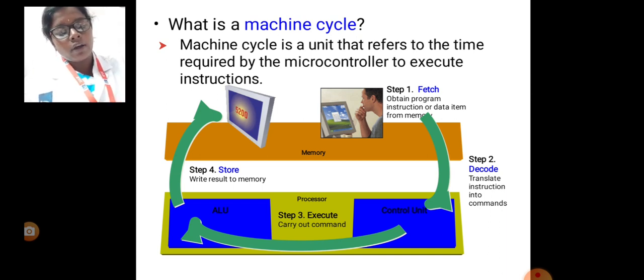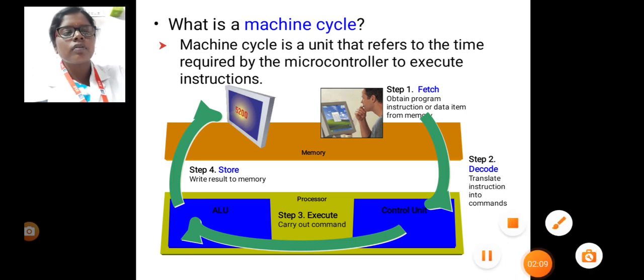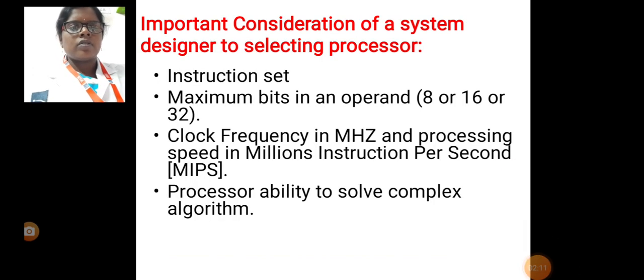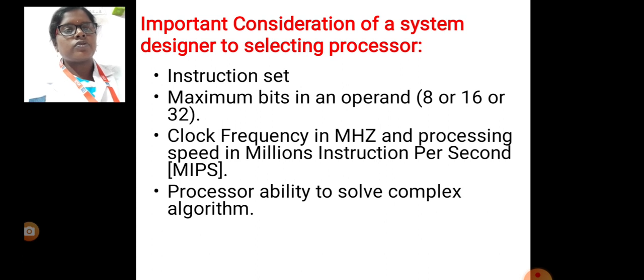They are a non-volatile resource for processing, storing copies of instructions and data in advance from the external memories. And now we are going to see about processor selection for embedded systems. Important considerations for a system designer in selecting a processor are the instruction set, the maximum bits in an operand, 8 or 16 or 32. If it is 8, it will be a GPP, and if it is 16, another type, ASIP, along with clock frequency in megahertz and processing speed in millions of instructions per second.